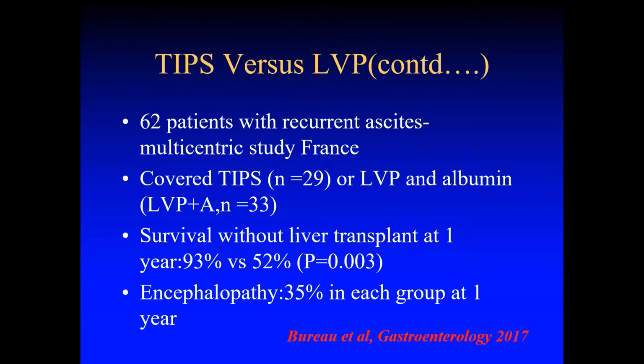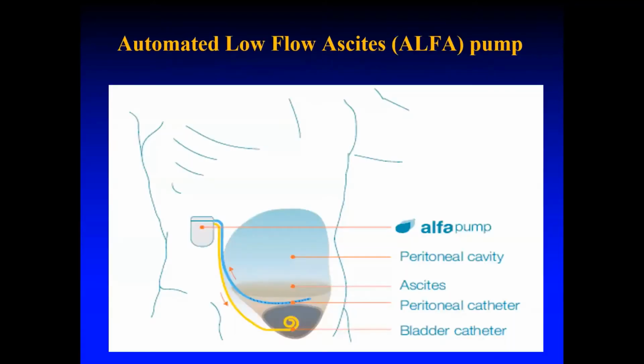significantly different. And the more important point was that the encephalopathy in these groups was similar in the TIPS and the other group, 35% in each group at 1 year. So the encephalopathy was not higher in the TIPS group. This is another mode of controlling refractory ascites.